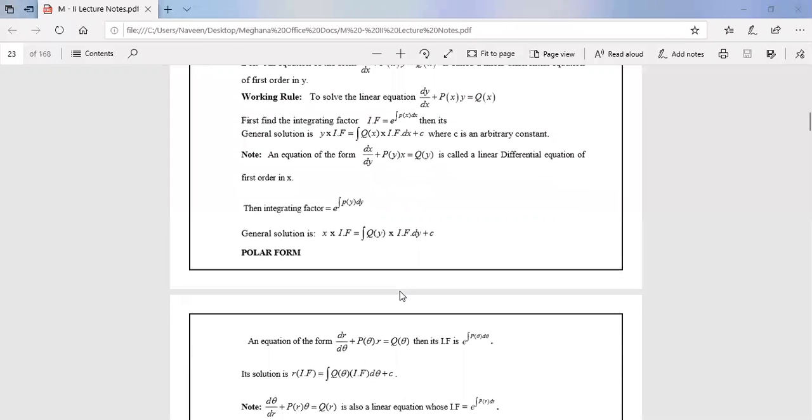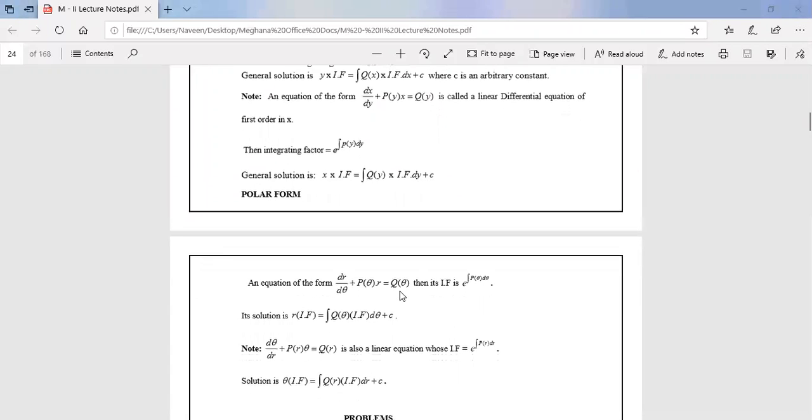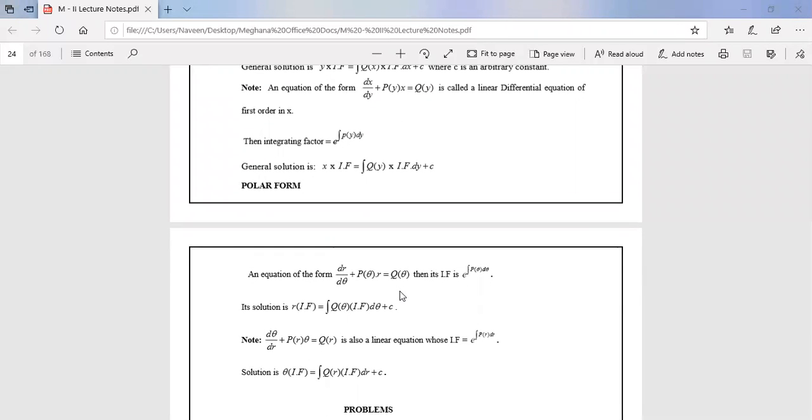Now the polar form. An equation of the form dr by d theta plus p of theta into r is equal to q of theta. Then its integrating factor is e power integral p of theta into d theta. And its solution is r into integrating factor is equal to integral q of theta into integrating factor into d theta plus c.